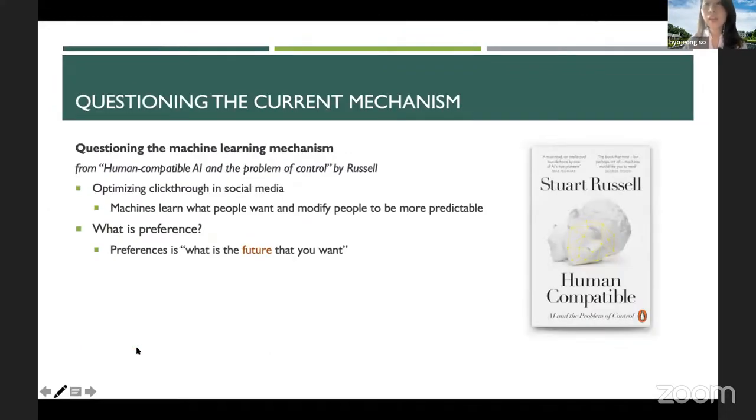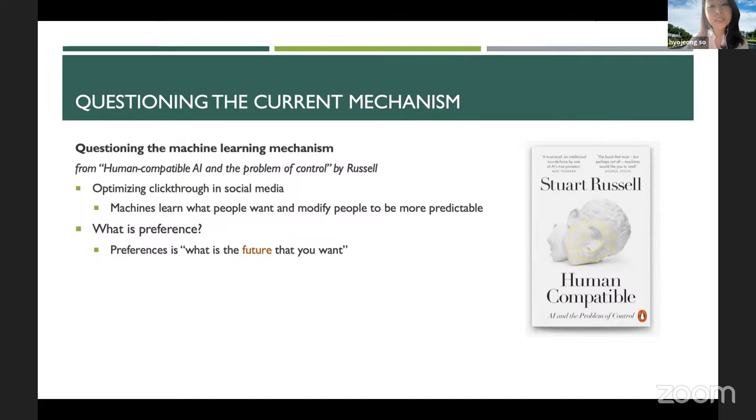The reason is, again, I happened to attend this lecture by Stuart Russell. I think many of you know him as a guru in AI. And he has this wonderful book. Through the lecture, I got a lot of very interesting ideas. But one of the ideas that I got from his lecture is that machines learn how humans behave, and then also change the algorithm so we can be more predictable.